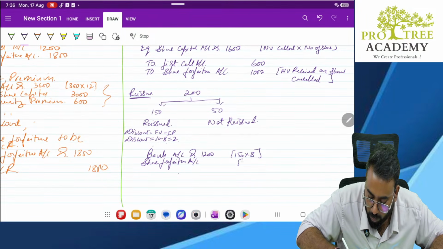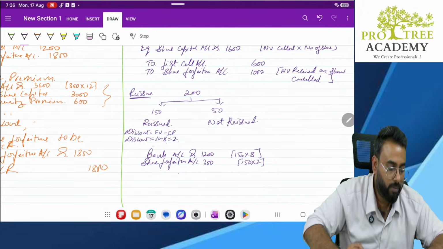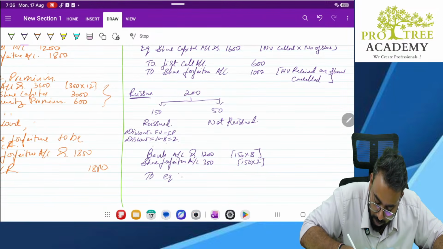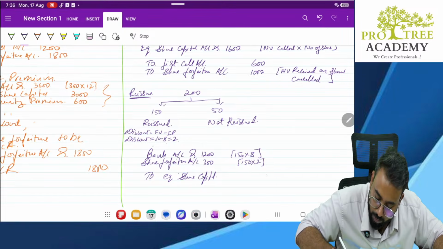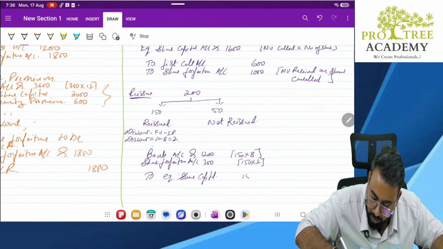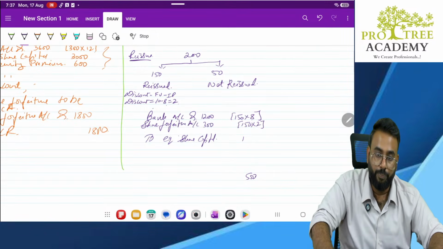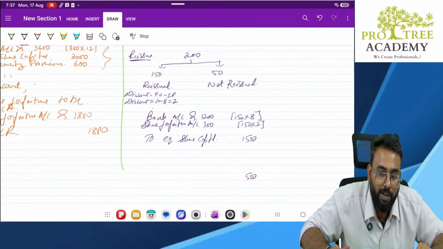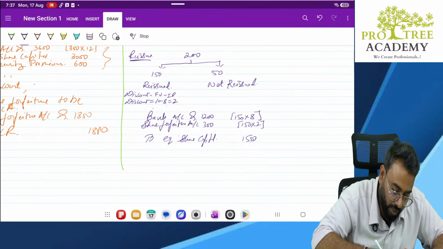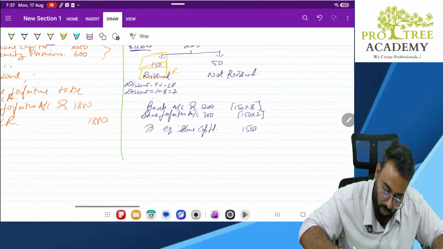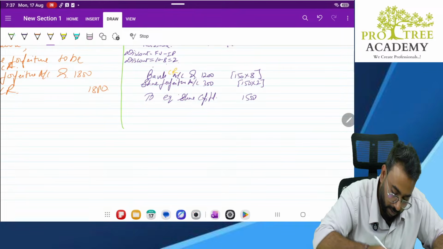So that will be 150 into 2, 300. Remaining, what will happen? Equity share capital. What is the value? 150 into 10, 1500. Clear? Yes? Okay. Now, we have to transfer something to capital reserve. What do we have to transfer? Only this part has to be transferred to capital reserve. Correct or no? Yes. Let's do that.